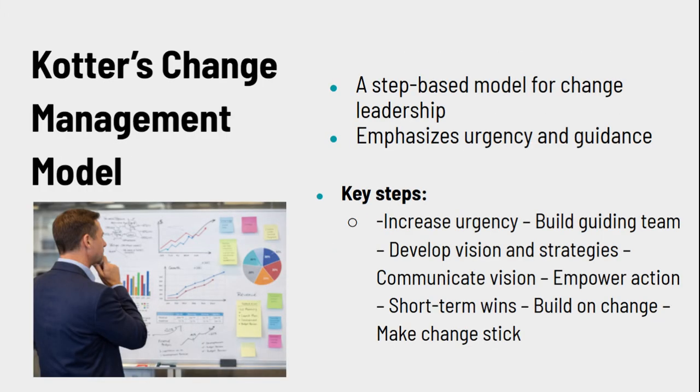Kotter's model is widely used in organizations because it gives a clear sequence for leading change. It begins with creating urgency, which is helping people understand that change is necessary. Then it emphasizes building a guiding team, creating a vision and strategy, and communicating that vision consistently.